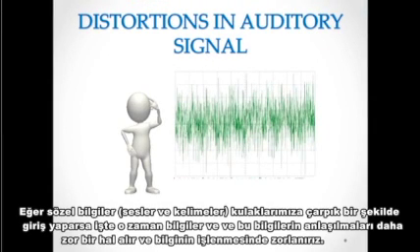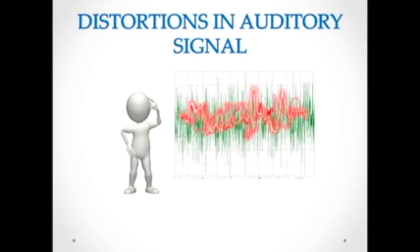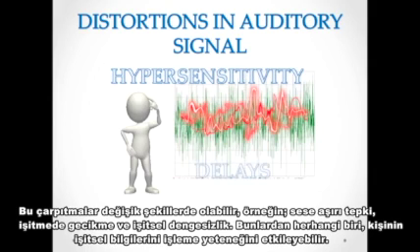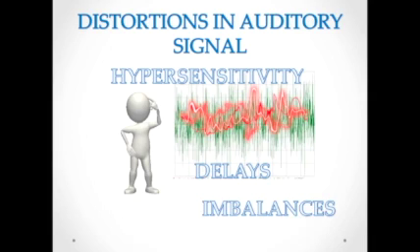If the auditory information, the sounds and the words that enter our ears, is distorted, then it becomes difficult to make sense of the information, meaning we have difficulty processing the information. These distortions can take many forms: hypersensitivity, delays, and imbalances in the auditory signal, for example. Any of these can interfere with an individual's ability to process auditory information.